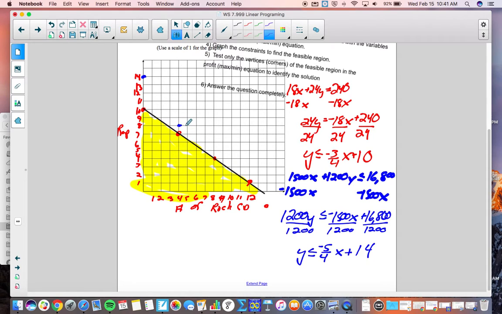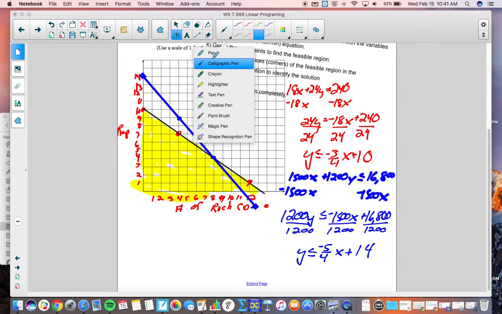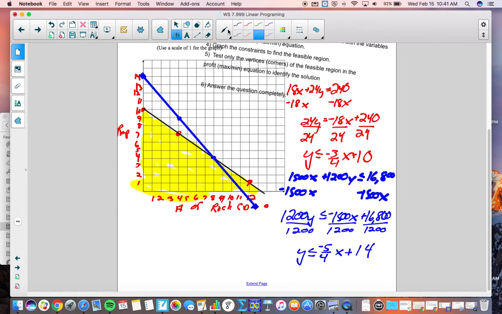Down, down 5, right 4, boom, we get an intersection, down 5, right 4, and connect that with a straight line. Boom. So we have to stay underneath this line as well, which means that when we shade underneath it, stay underneath the blue line.